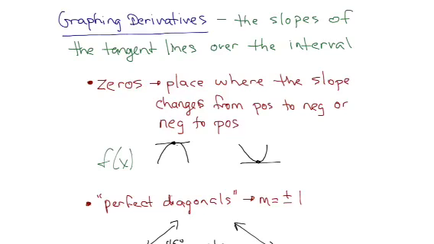If you see a graph moving up, hitting a peak, and then coming back down, it's called a local minimum or a maximum. Those would be the places where the slope of the tangent line at that spot would be 0. So again, that's something that's important to note.